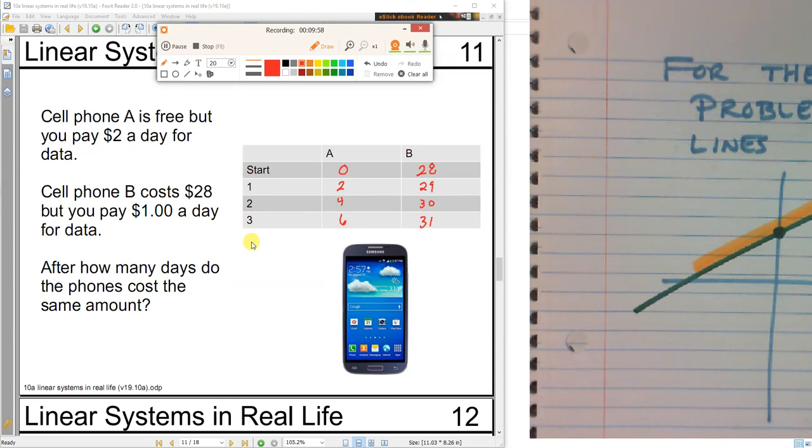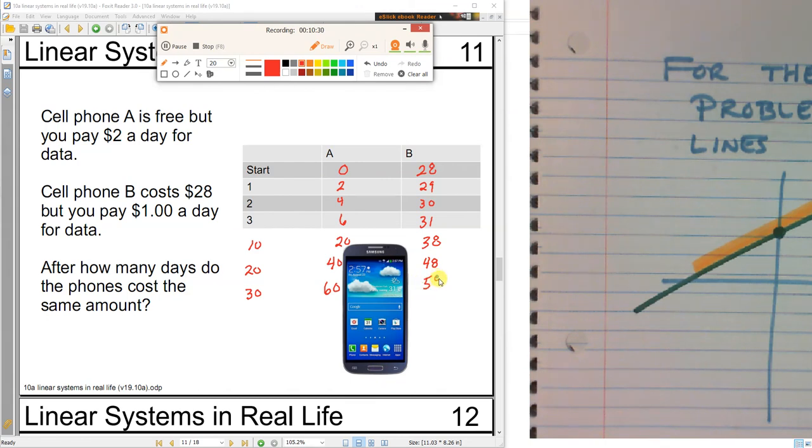Let's try this. Let's go to 10 days. How much would this be? This would be $20. After 10 days, this would be $38. Haven't met. Let's go out to 20 days. At 20 days, this would be $40. And this one would be $48. Still haven't met. We're getting closer. Let's try 30 days. At 30 days, this would be $60. And this one would be 28 plus 30, 58.